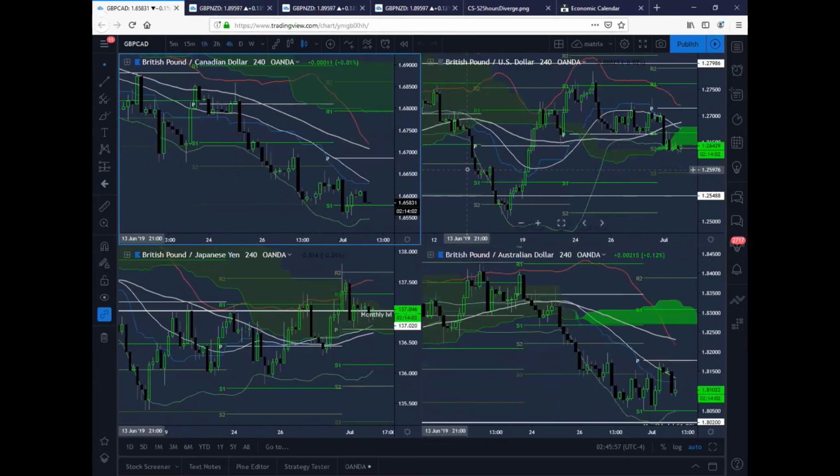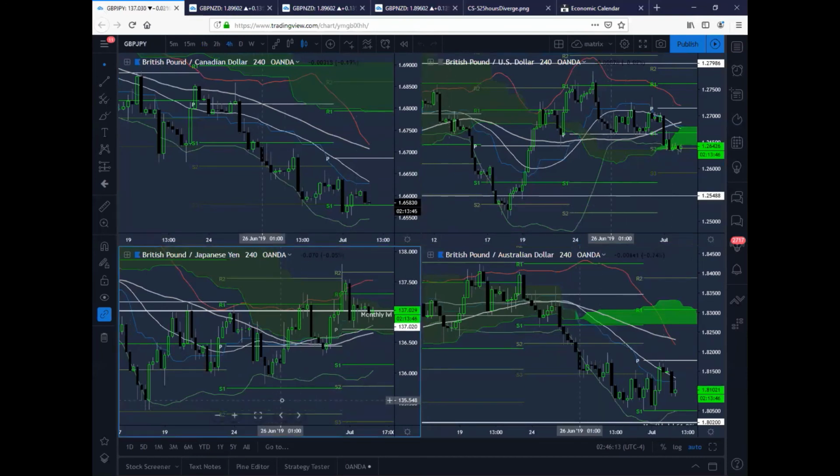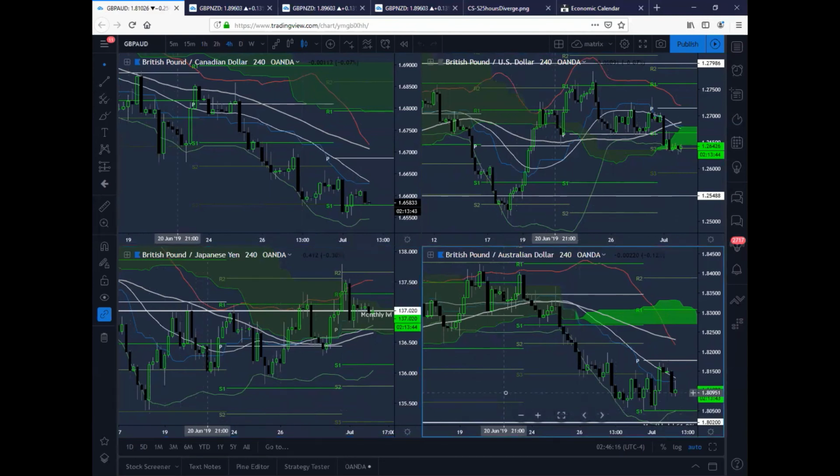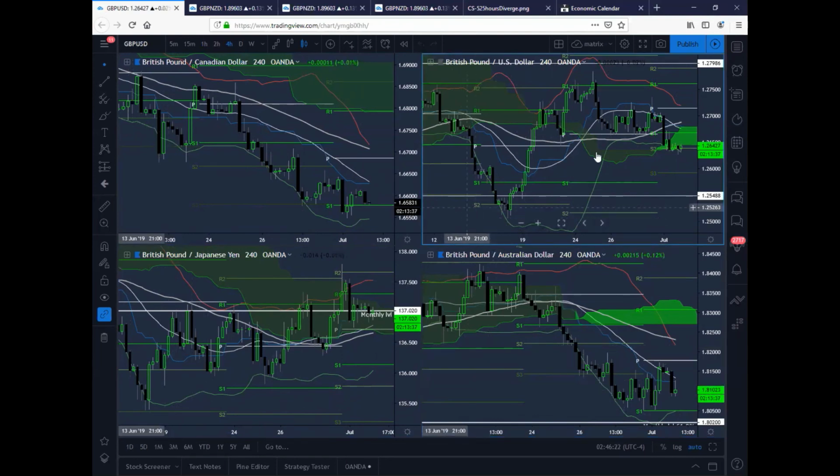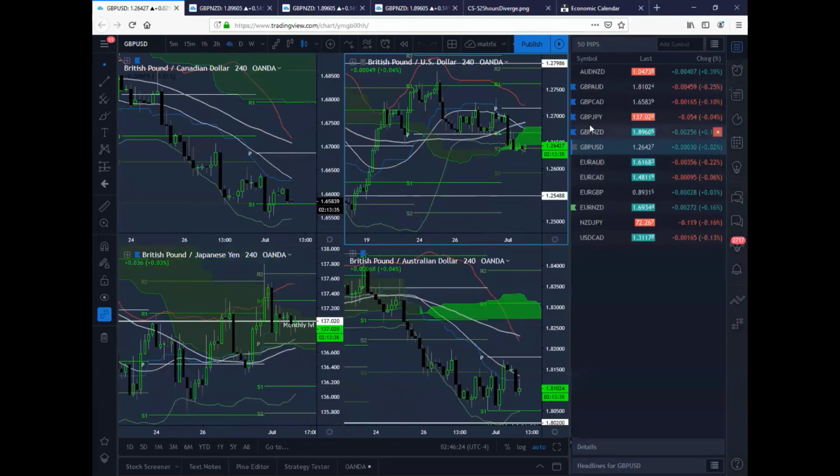So naturally, this is the matrix. So on the left, top corner, US dollar. Great British Pound CAD. We have Great British Pound US dollar. We have Great British Pound Japanese yen. And we have Great British Pound Aussie. We're going to take Great British Pound US dollar off. Replace that with NZ.